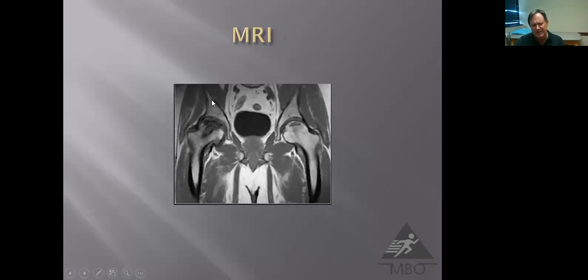The test to make that diagnosis is an MRI. And you can see actually this person has it on both sides, but there's a large area of the femoral head here that's ischemic and is dying. Again, the treatment depends largely on the age of the patient. This will not get better by itself. This will go on to collapse almost 100% of the time if not treated.